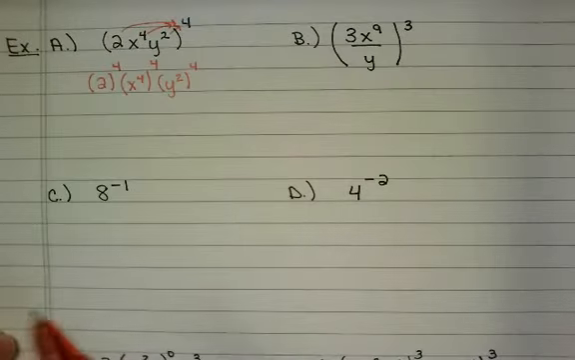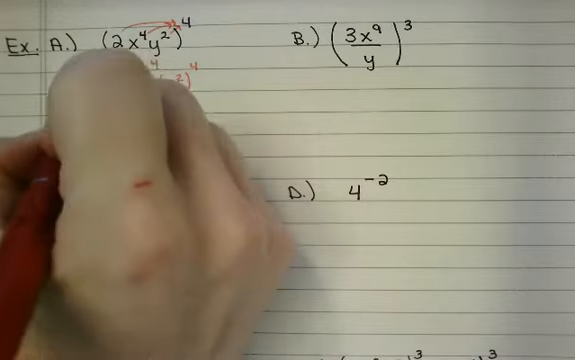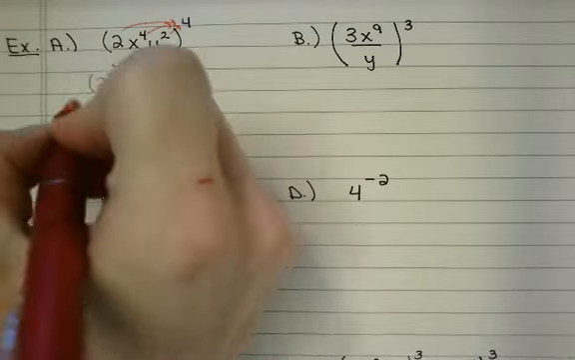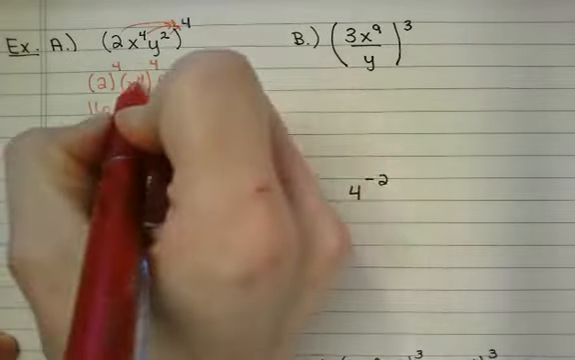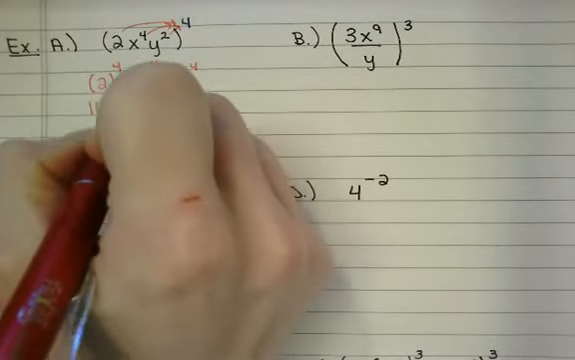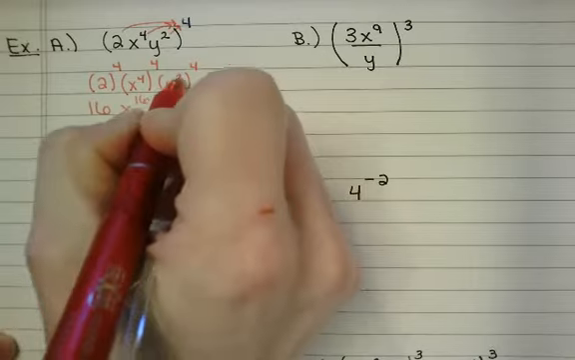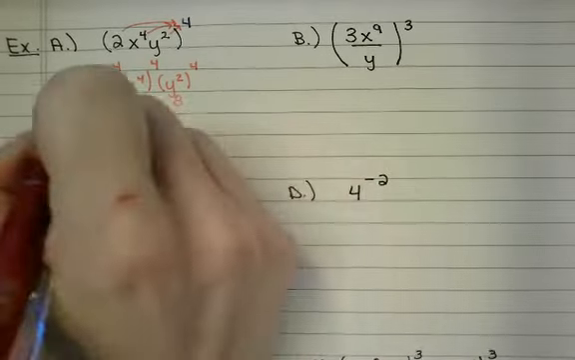All right, so 2 to the 4th means 2 times 2 times 2 times another 2. Okay, so we get 16. Power to power, we multiply those exponents, so that gives me x to the 16th. Power to a power, we multiply them again, I get y to the 8th.